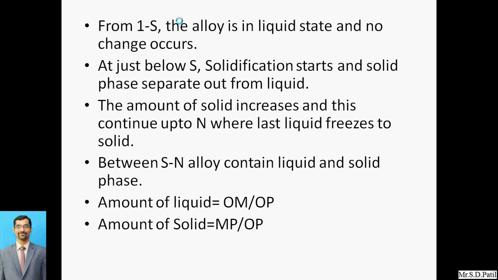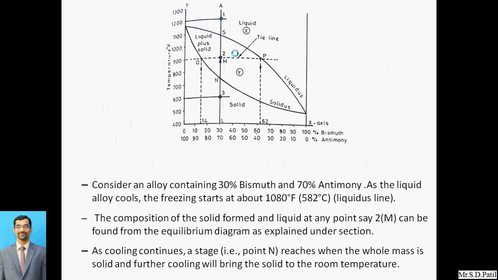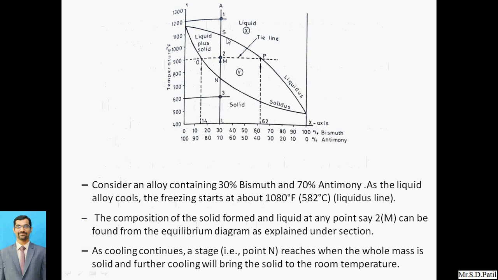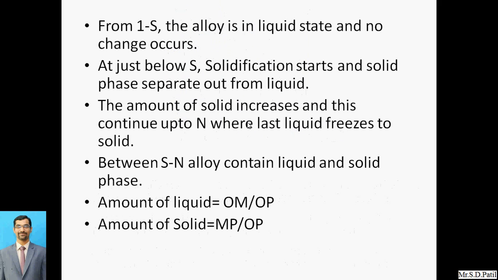So the amount of solid increases, this continues up to N, where the last liquid freezes to solid. Here at point N, the last liquid just freezes to solid at exactly point N. Now between S and N, the alloy contains liquid and solid phases. So in between S and N, we get liquid as well as solid state. Now when we apply the lever arm rule, how can we calculate the amount of liquid and solid, that is interesting.